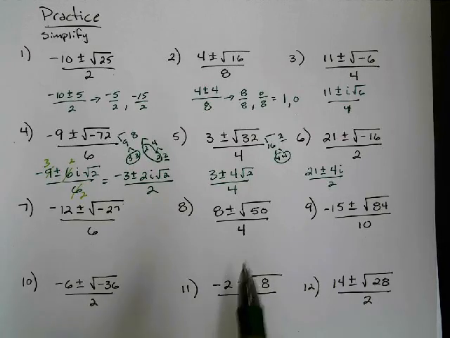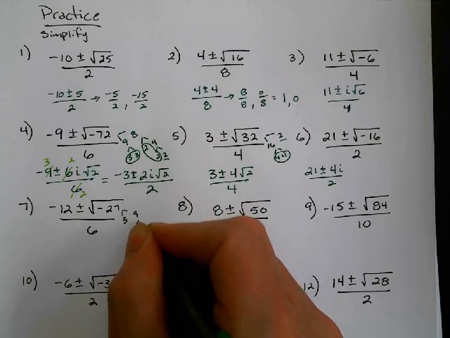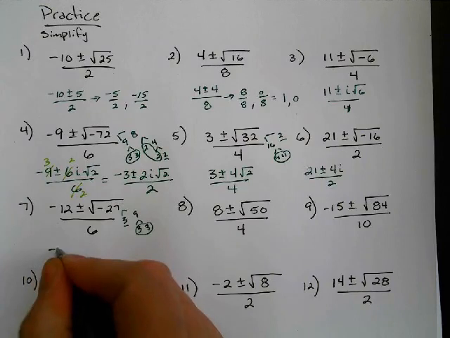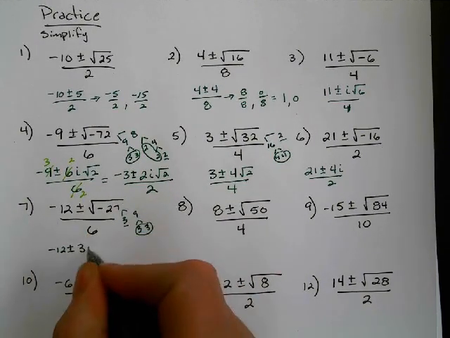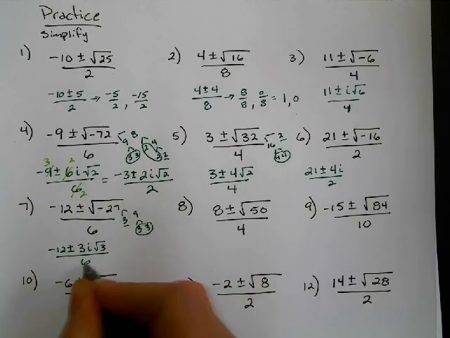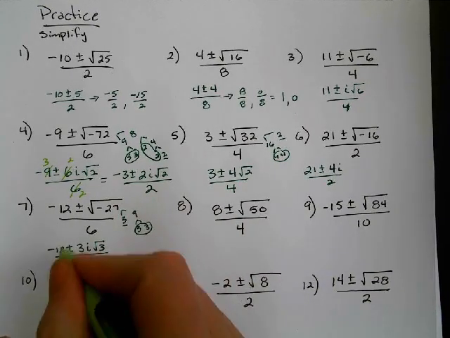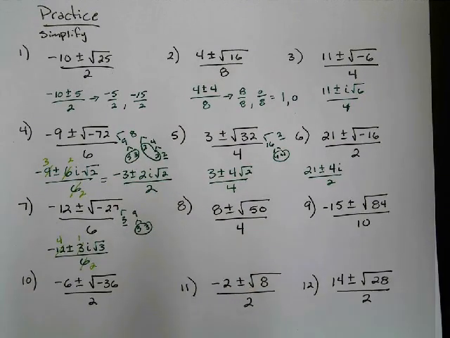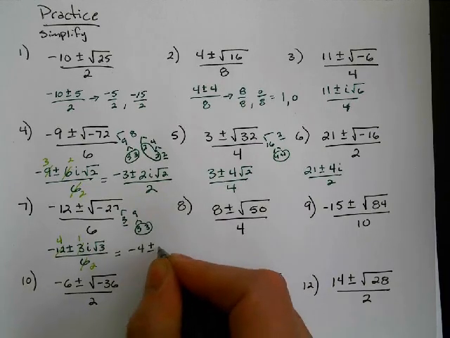Next one, 27. This is 3 times 9. 9 is 3 times 3, so I got a pair of 3s with the 3 left over. So this is negative 12 plus or minus. The 3 comes out. It's negative, so I add i, and then there's a 3 left over, root 3, all over 6. Now since all three of these can reduce by 3, I'm going to do that. 3 goes in there 4 times, goes in here once, goes in here twice. Final answer. It's going to be negative 4 plus or minus i root 3 all over 2.